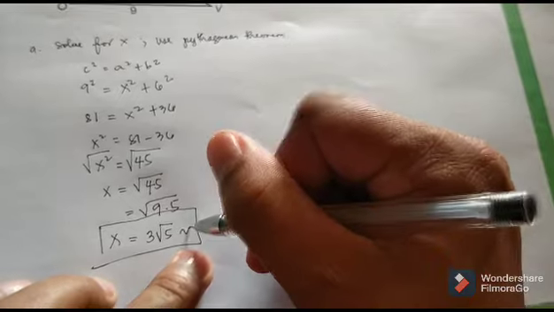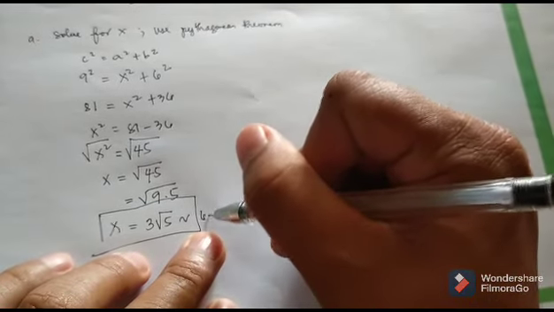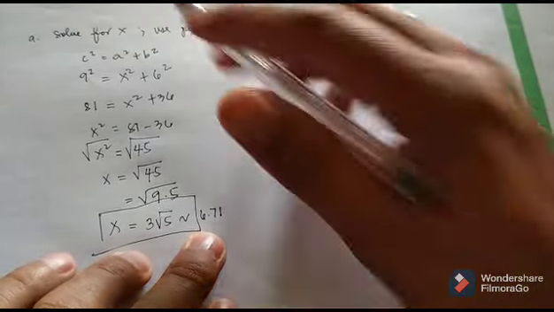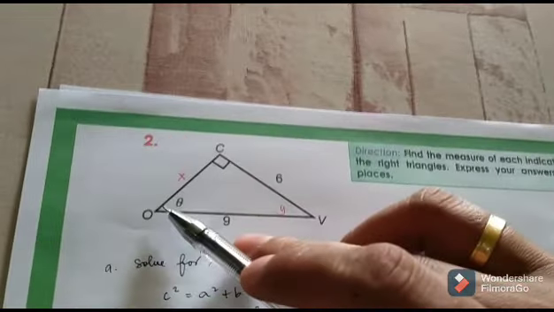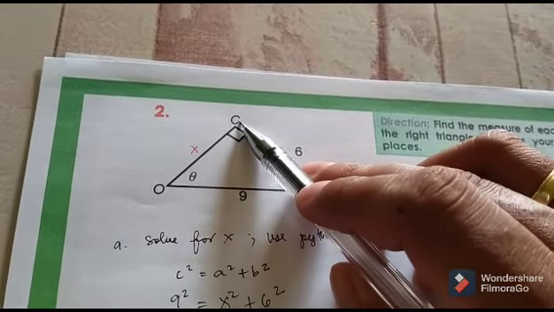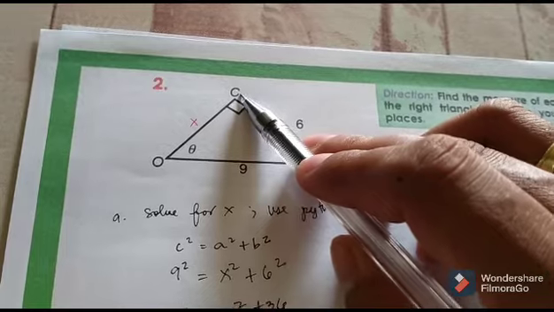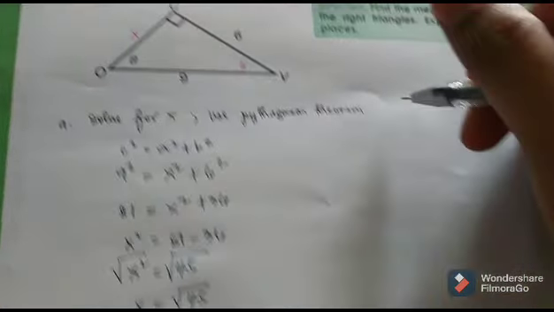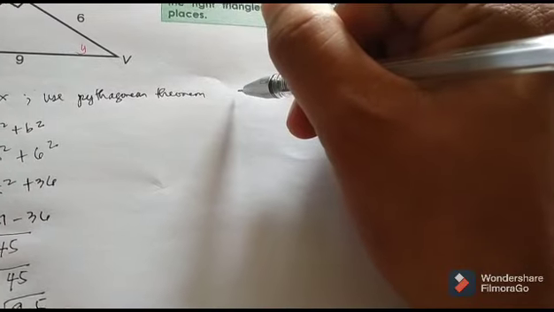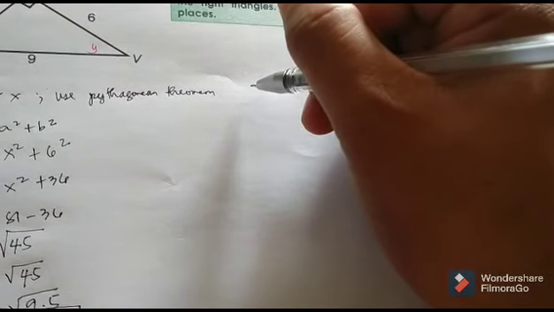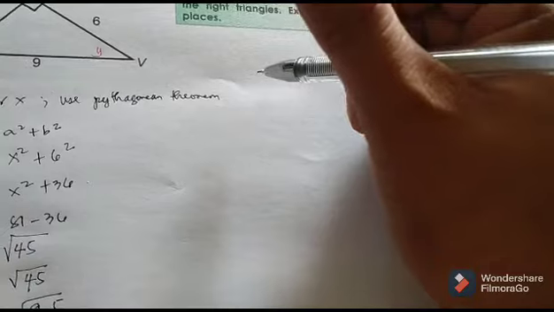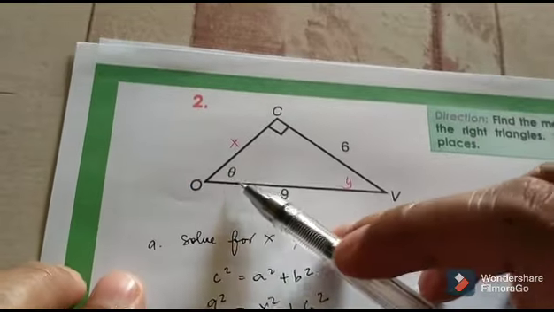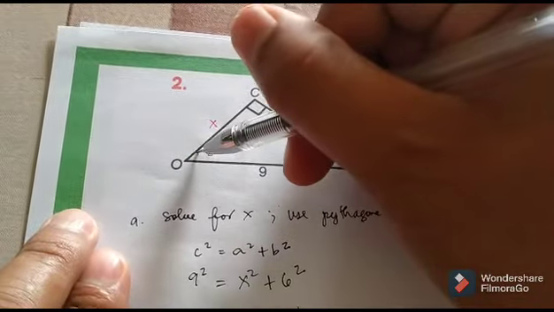Or we could have approximately 6.71. Meaning to say, the length of this side is equal to 3 square root of 5 or 6.71. Okay, so let's now proceed with solving for the measure of our theta. This angle here. We will find the measure of this angle theta.